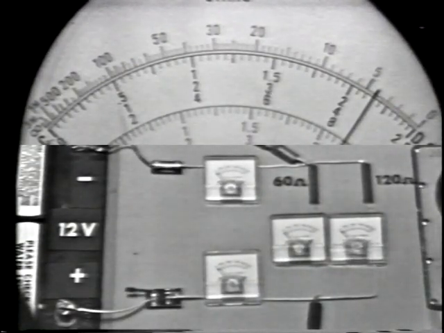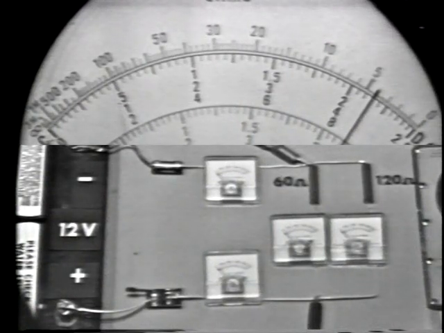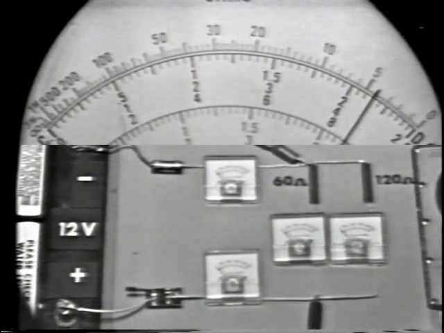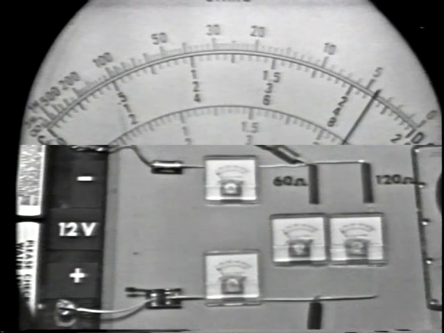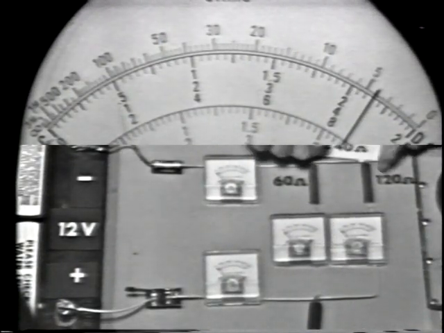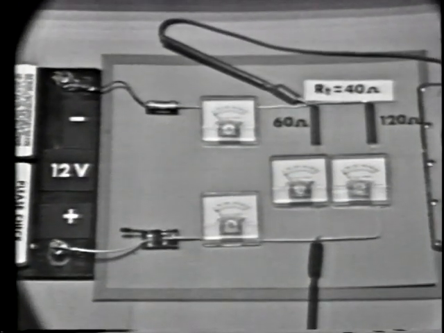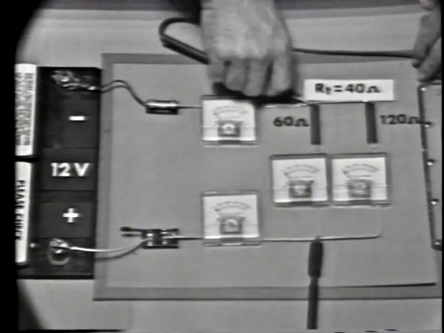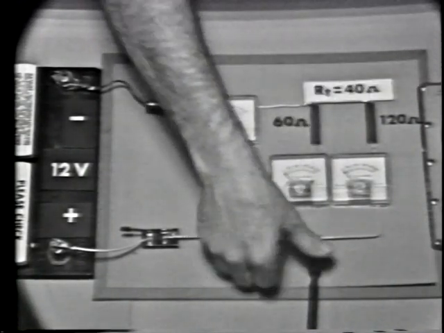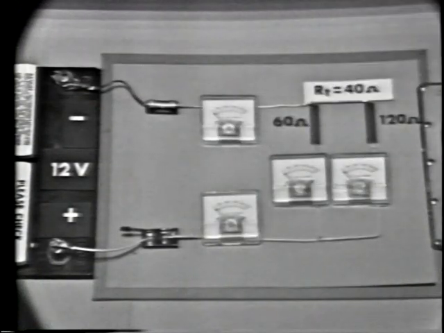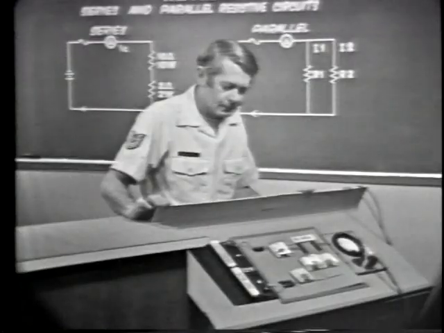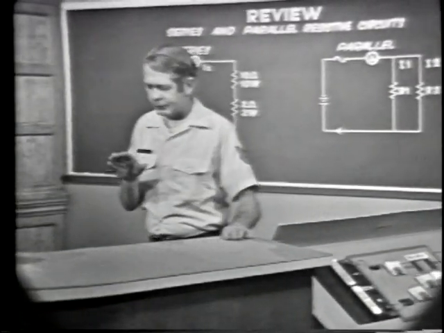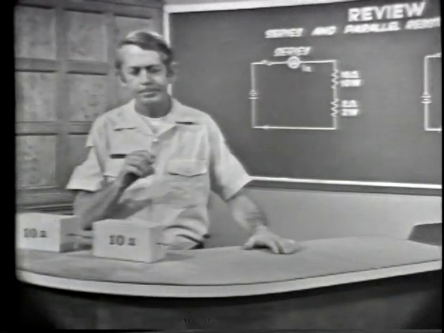We get a reading of 4. We multiply 4 by the range switch setting, 10. We get 40 ohms. The meter tells us that total resistance is 40 ohms. Total resistance is smaller than either of the branch resistances. But why? I have a simple demonstration that should show why.